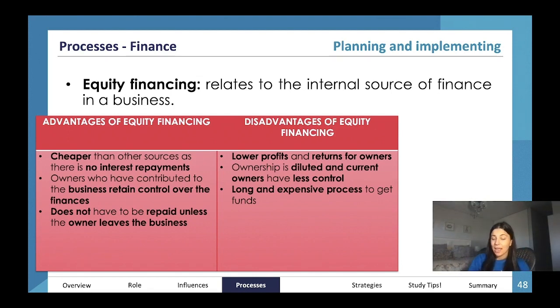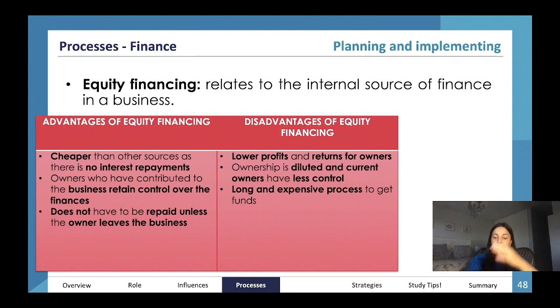But in saying that, if it's not retained profits, because like we know, equity financing can come from new shares, or it can come from retained profits and the owners putting in profits that they've already made from other times back into the business, or their own funds into the business. If it's not coming from that and it's coming from shares, ownership is diluted and current owners have less control. That's a disadvantage. Lower profits and returns for owners as well. And it's a long and expensive process to get the funds from those shares and from those investments.